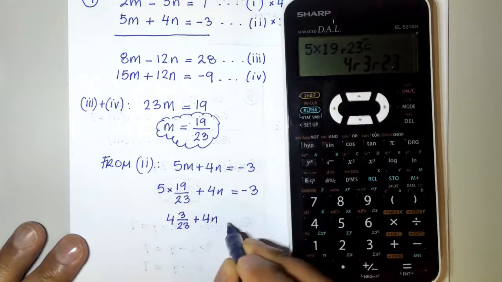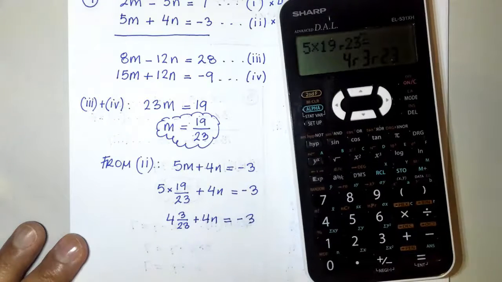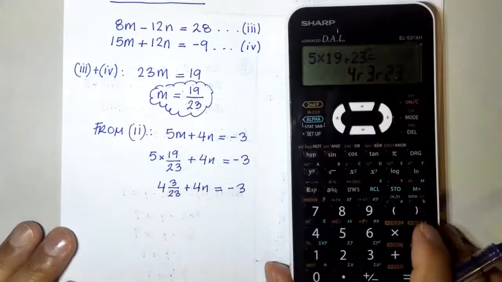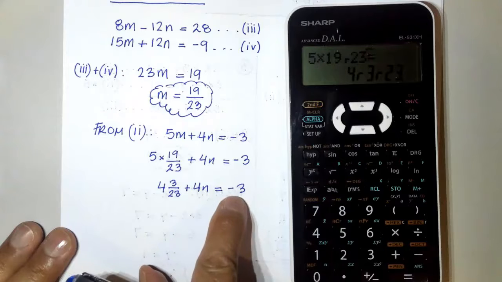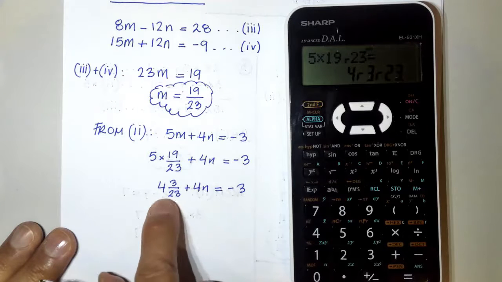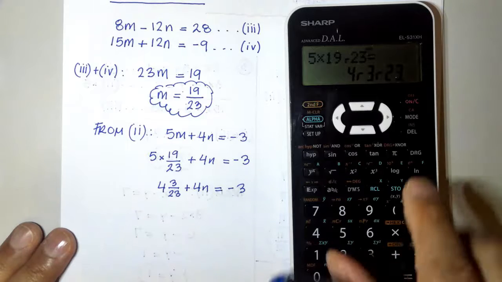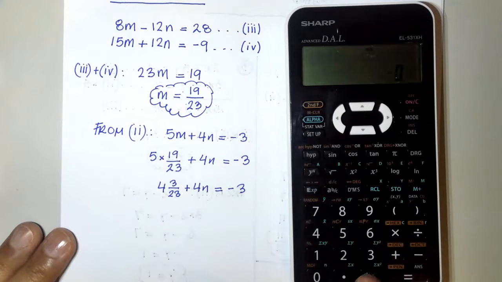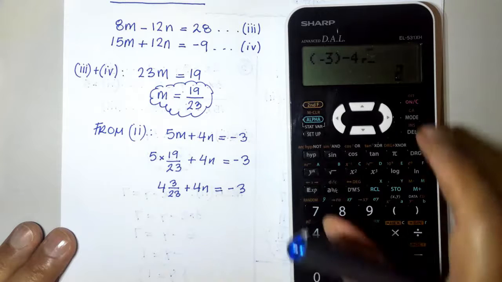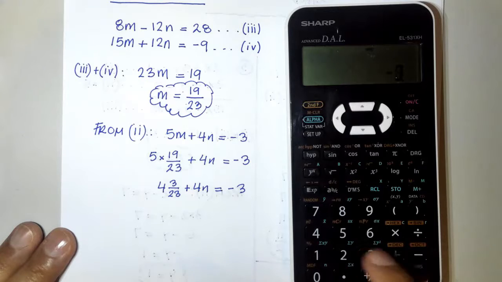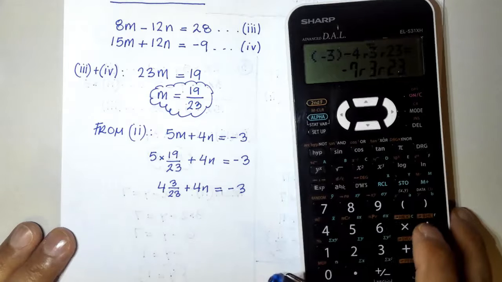Plus 4n equals negative 3, and then we're going to move this over to the other side, so that means we have to do negative 3 minus that. Okay, so we're going to say negative 3 minus 4 and 3 over 23. So negative 3 take away 4 and 3 over 23, so that is equal to negative 7.